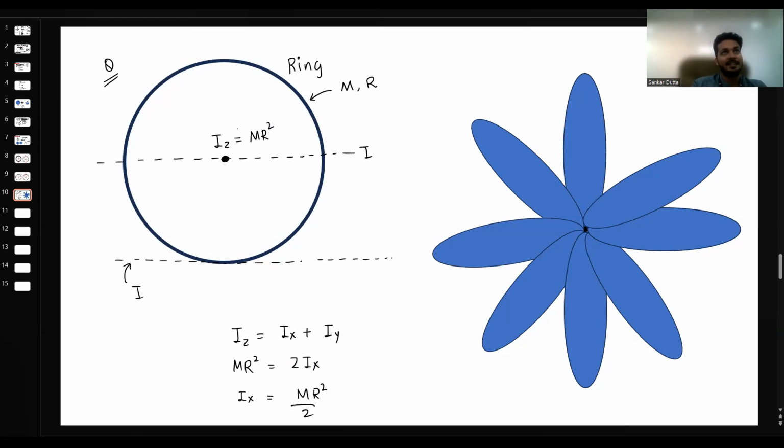Now this x-axis is also the moment of inertia about the center of mass, because remember, in a ring the center of mass is exactly at the center. So this is still the moment of inertia about its center of mass. Now can you tell me what is the distance between these two?